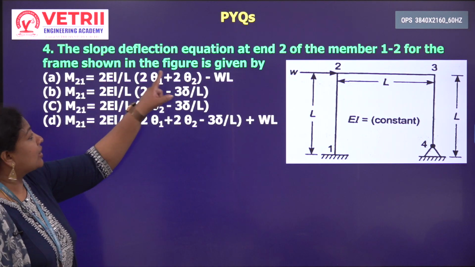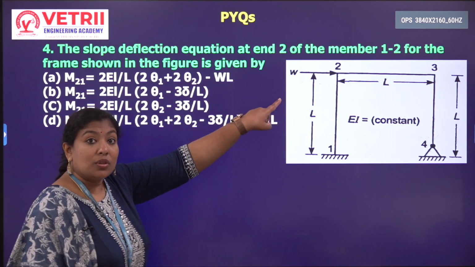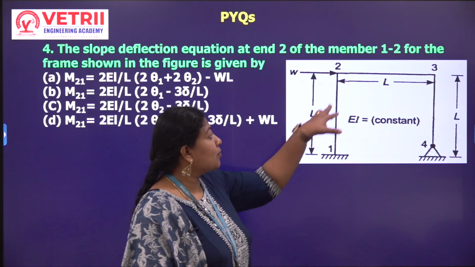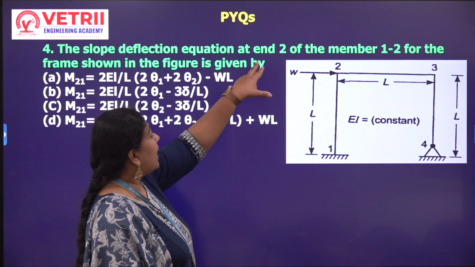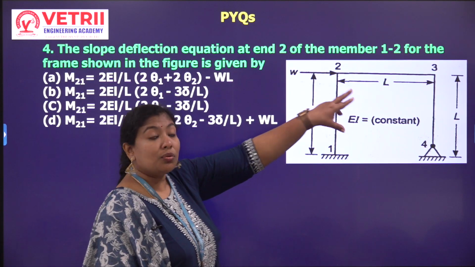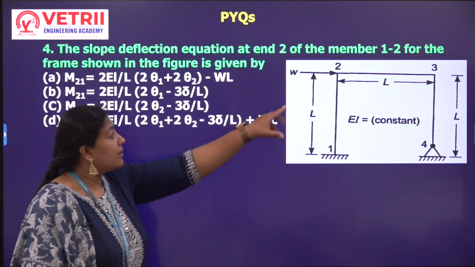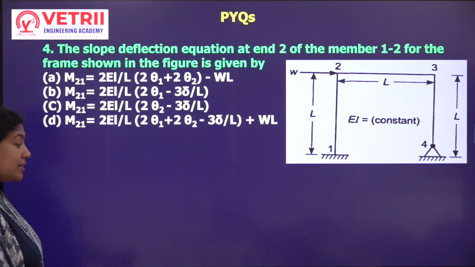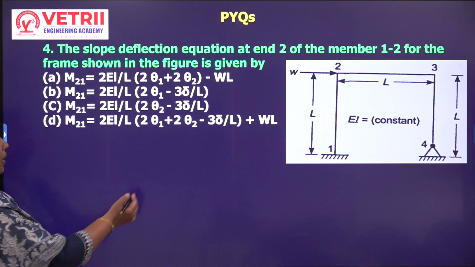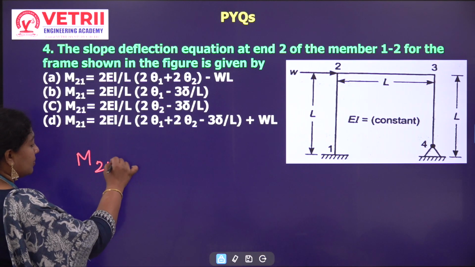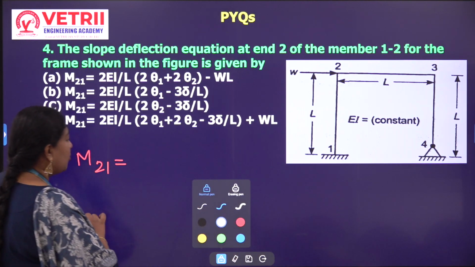What is the slope deflection equation at the end 2? So instead of marking the frame as ABCD, I am marking it as 1 2 3 4. Okay, so here, end 2 of the member 1 2 for the frame shown in the figure. We have to write for this end 2. So we started from M. How can we write? M 2 1. The same way I can write. What is M 2 1?